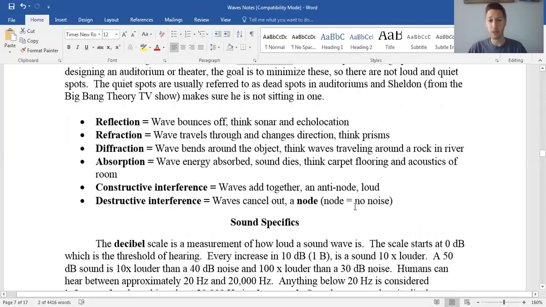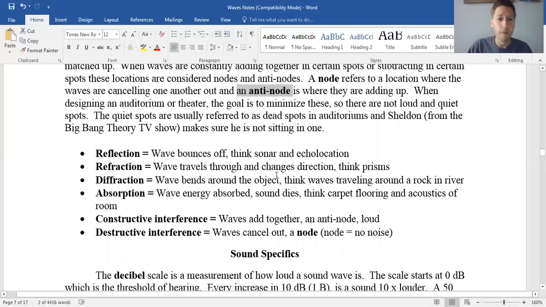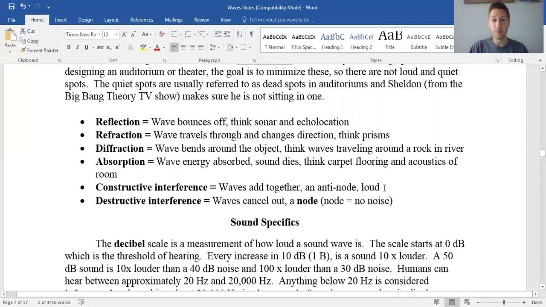So reflection: waves bounce off. When you think about reflection, think of sonar. The wave hits something and bounces back. Refraction: waves travel through it and change direction, like a prism bending the angle. Diffraction: the wave bends around it, so the energy spreads out around the material. Absorption: the waves get absorbed into the material and the sound dies out, like carpet flooring. Constructive waves add together, and an antinode is really loud. Destructive interference: waves cancel out.